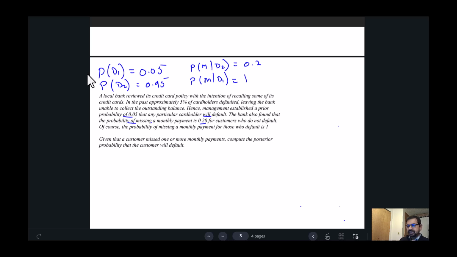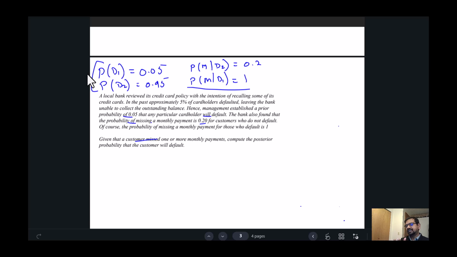So these two are our updates, the new information that we have now got. Our prior probabilities were given by P of D1 and D2. P of M conditional on D2 and P of M conditional on D1 are our updates, or new information. So based on this, the question says that a customer now has missed one or more monthly payments. What is the probability that they will default?